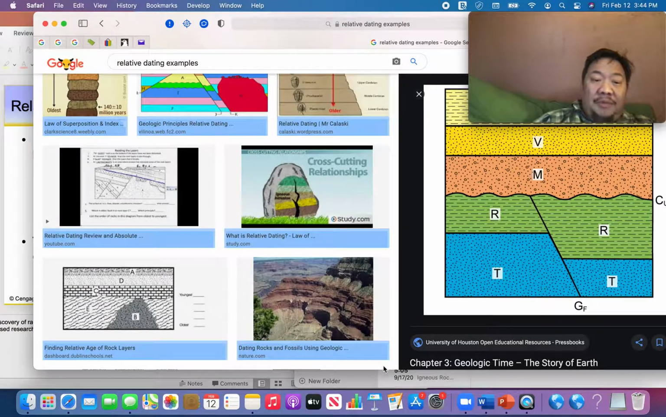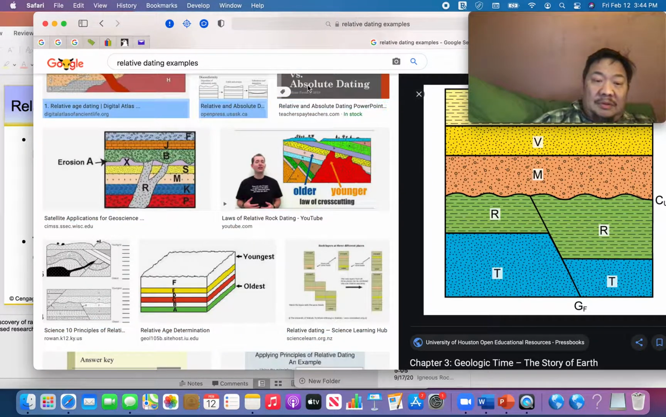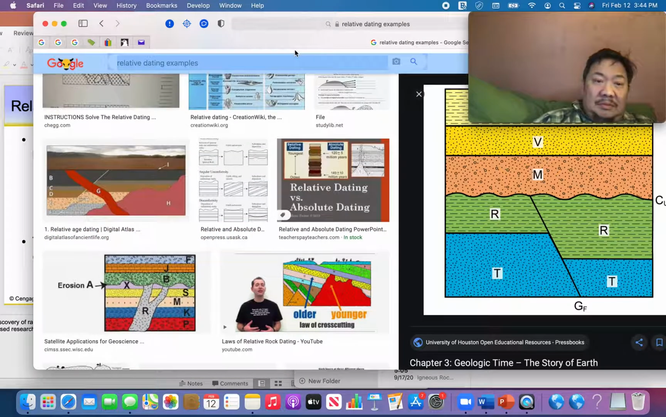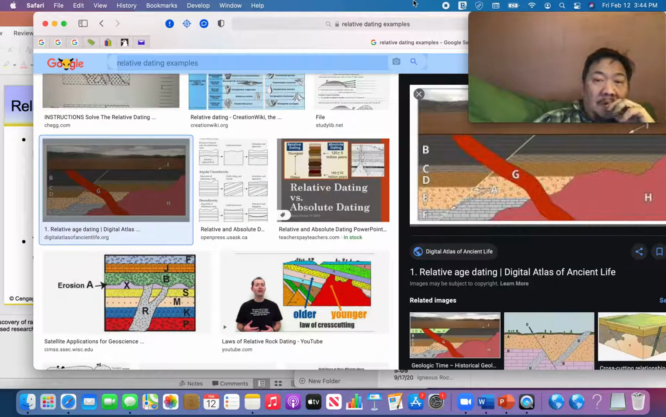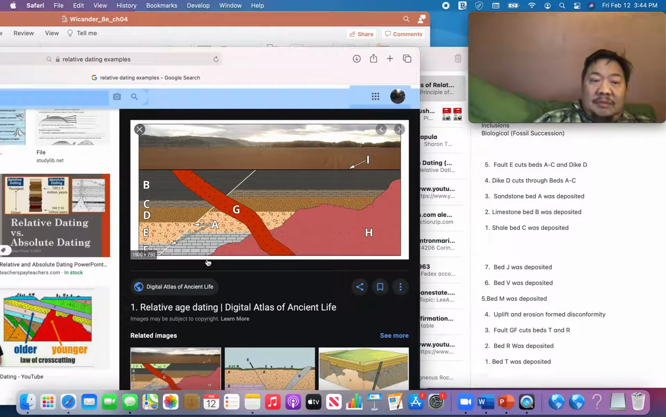I'll do one more here. See if we can get this one right. Tell me what happened first here. Bed F was deposited. Then what happened? Bed E was deposited. Then bed D was deposited. Then bed C was deposited. Then bed B was deposited. Then what happened?